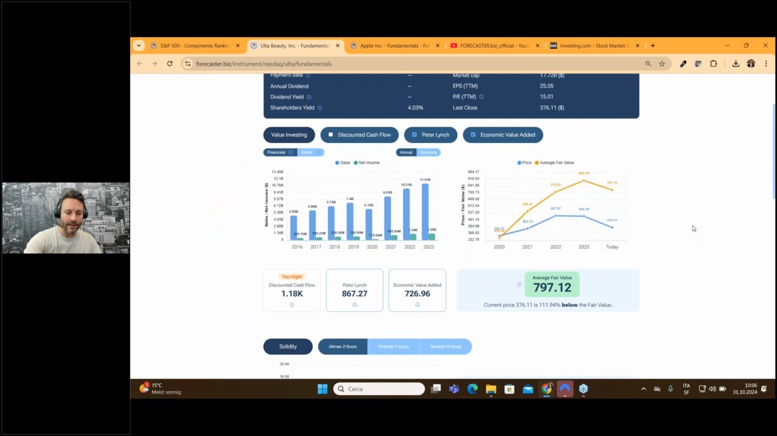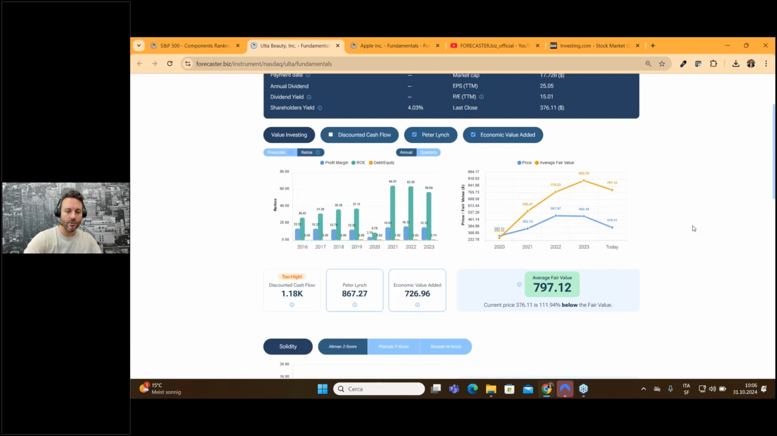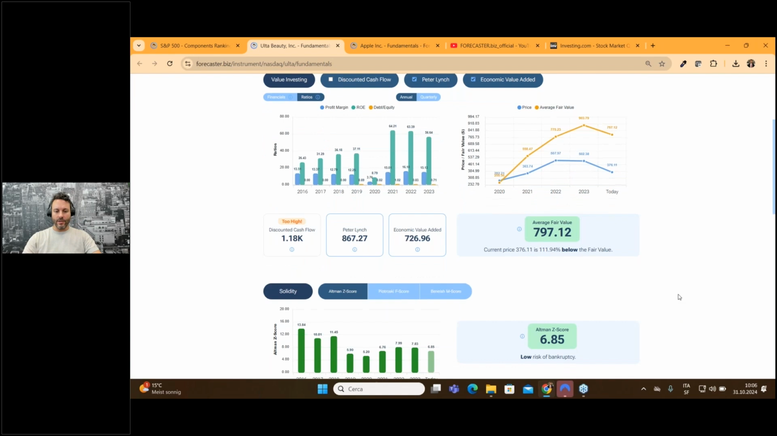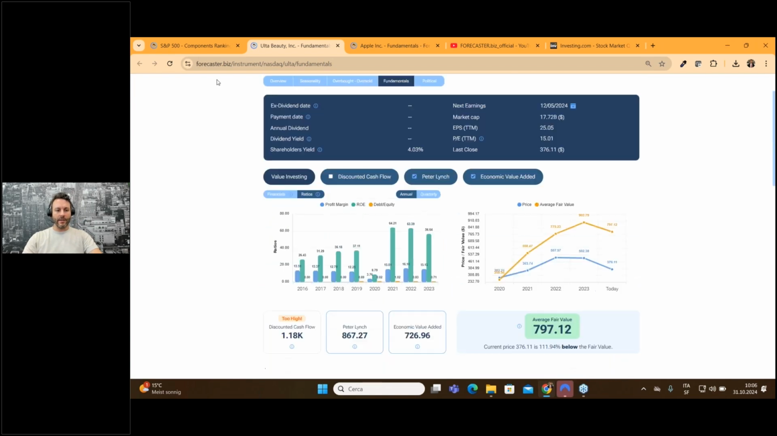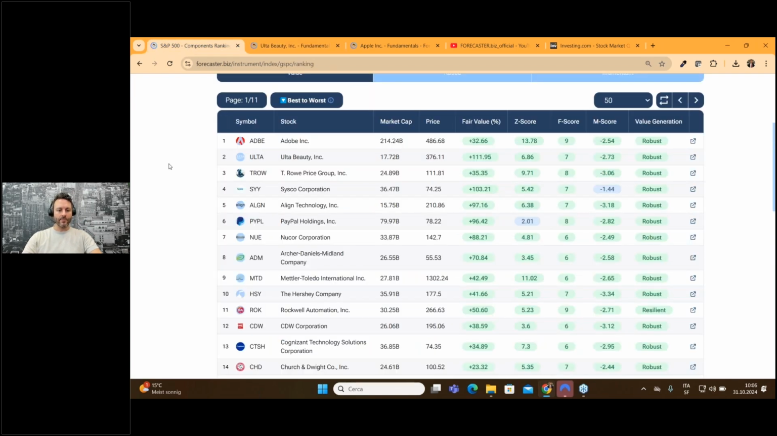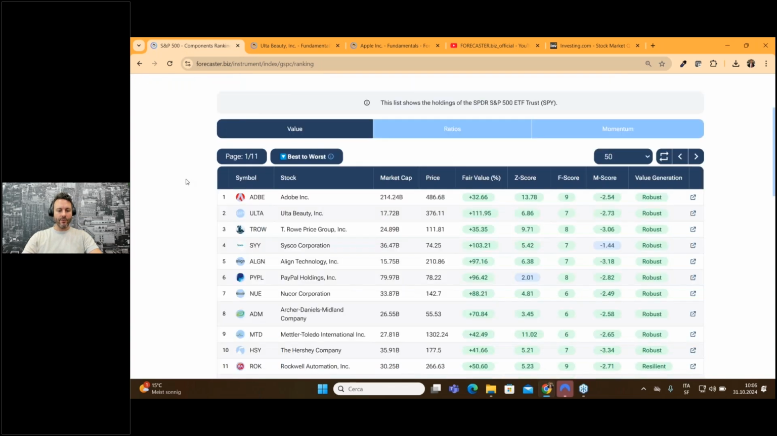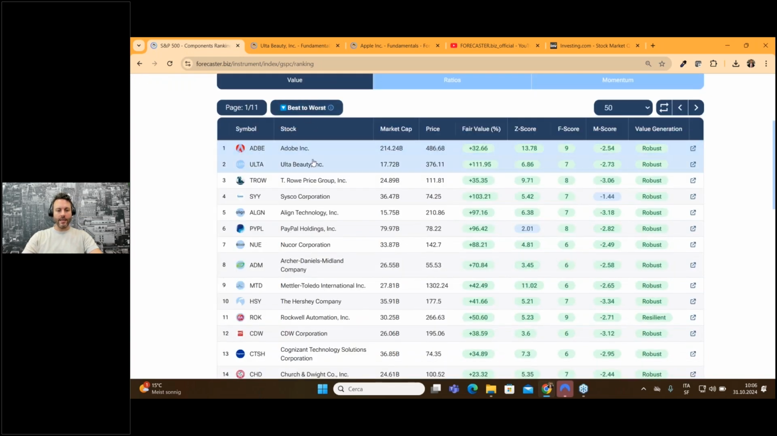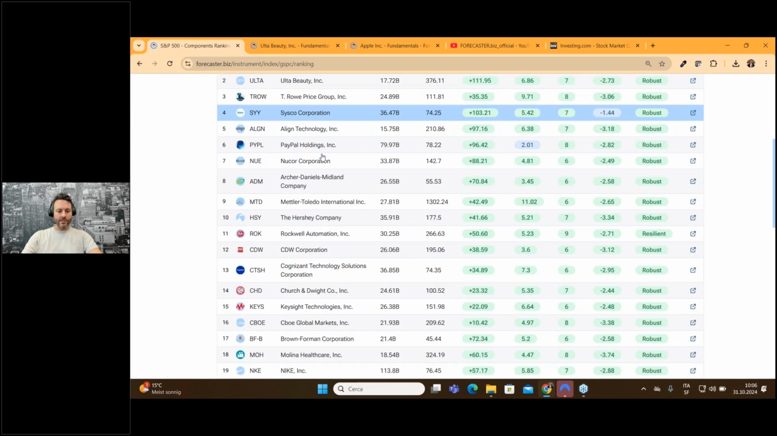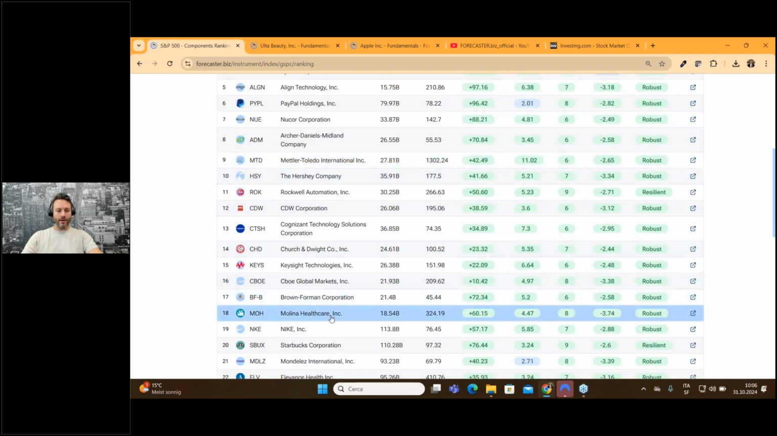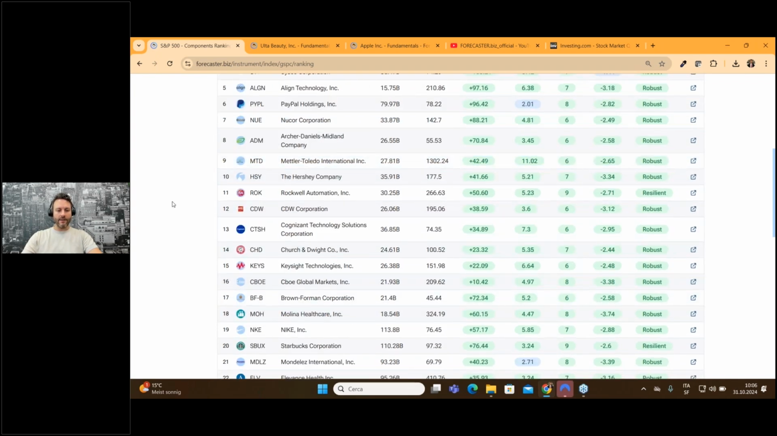You can find all the financials, the ratios, and everything you need in order to analyze the company. But let's go back to the S&P 500. Let's go back to our list, because the first stock I would like you to see is Molina Healthcare.